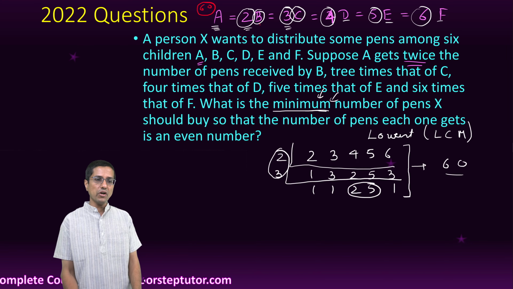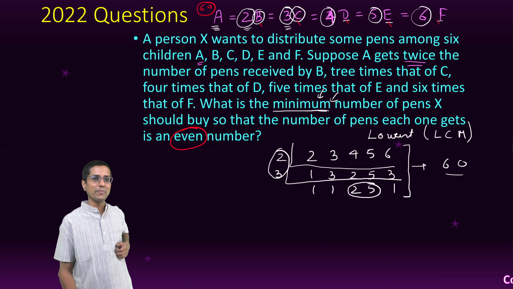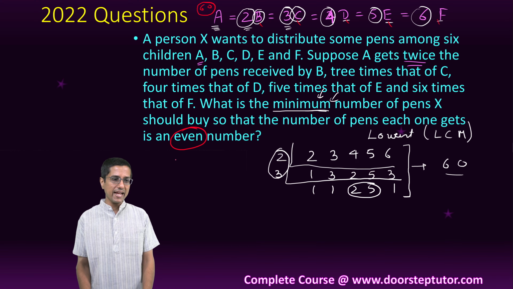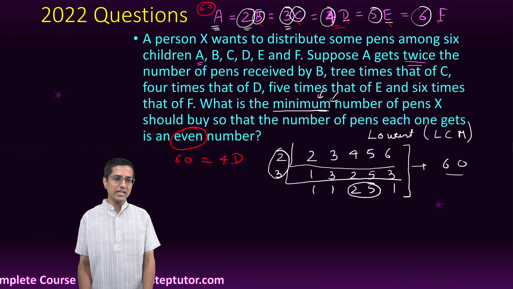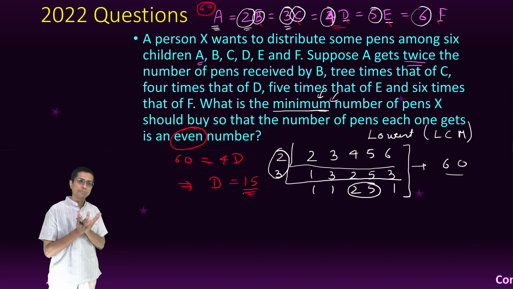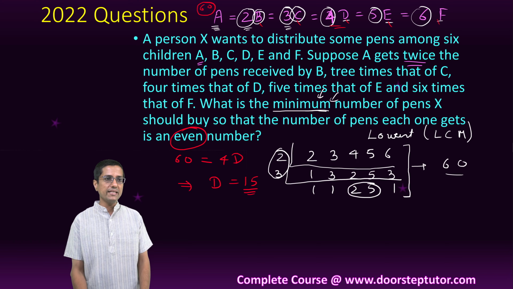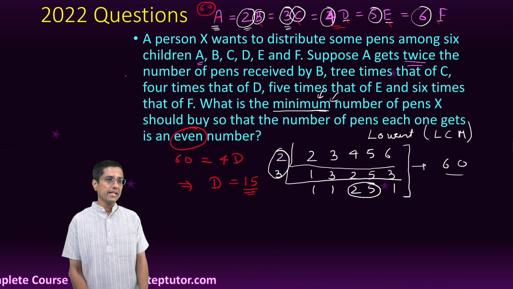What is the problem with this number 60? Our condition is not simply that these numbers should be natural numbers. The condition is that each of them should be an even number. So if I assign the number of pens given to A as 60, then this 4D, the number of pens given to D, actually becomes an odd number, and therefore I encounter a problem. I am not satisfying all the things which are given in the question. So the number of pens given to A cannot be 60, it has to be a multiple of 60.